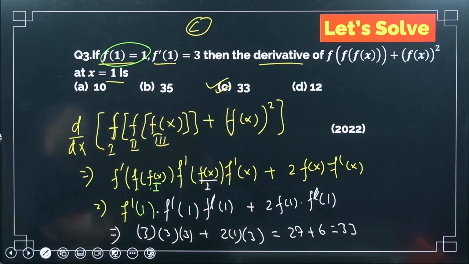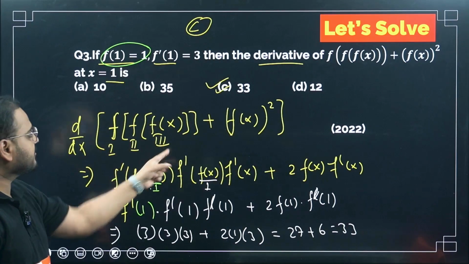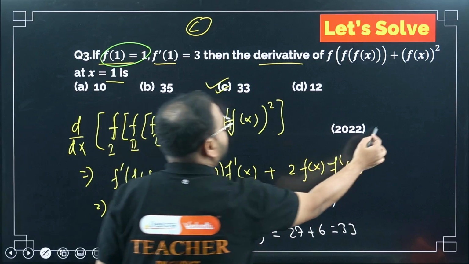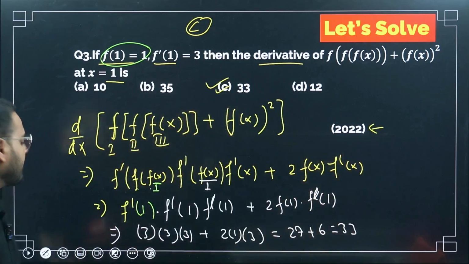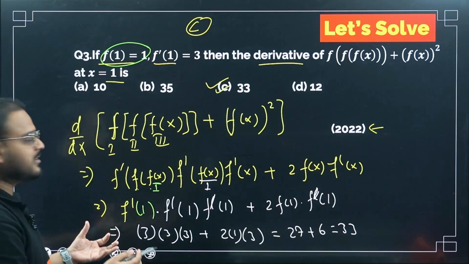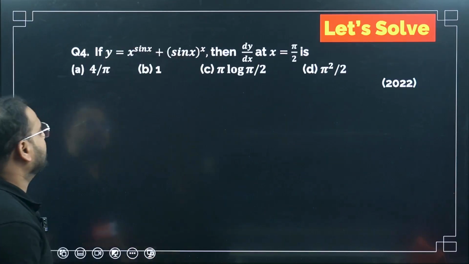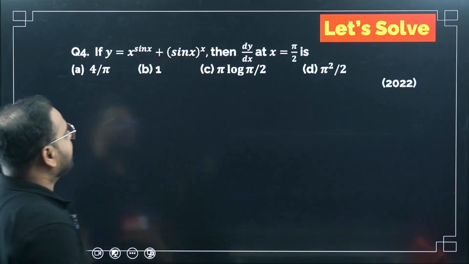I hope this is visible. Have a look. Name it first, second, third function and take the derivative using chain rule for both the functions. Asked in 2022. Very, very good question. Okay. Simple, but because of the complexity of the composite function, it becomes difficult. But let's see.